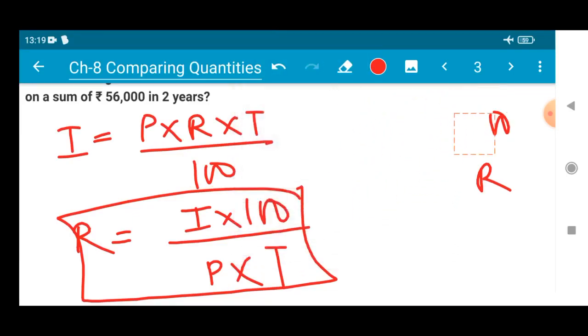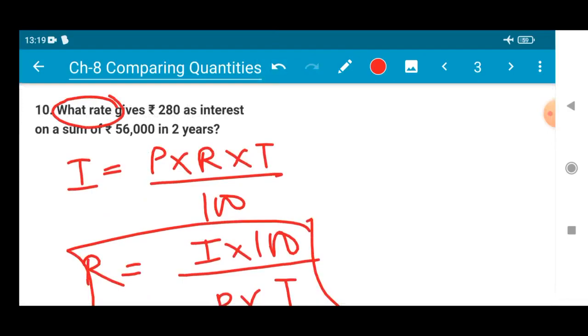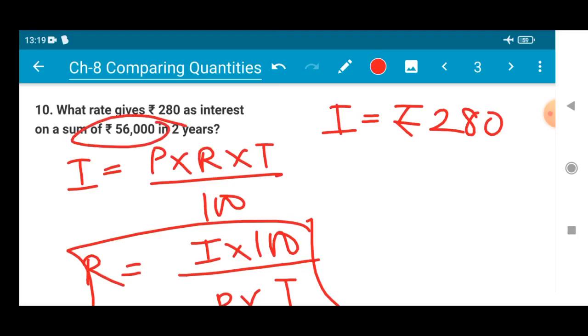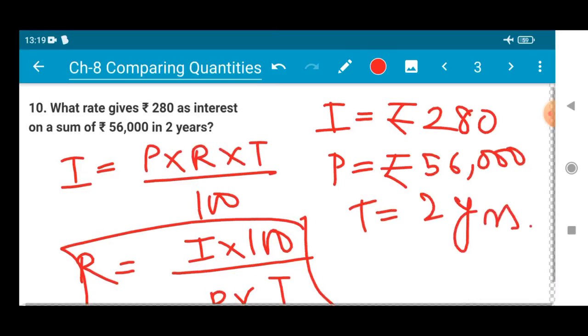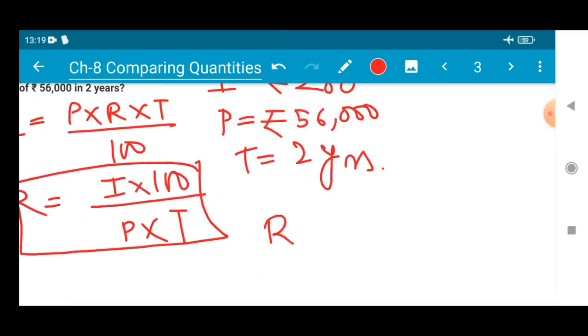Now here, let us forget about time. Here we have to find the rate. Why? Because in the question they have said what rate gives 280 as an interest. So interest is already given in the question, 280. Read the question very carefully and solve it. On a sum means the principal, it is given rupees 56000. For how many years? For 2 years. Time is also given. Everything is mentioned. So let us find the rate.